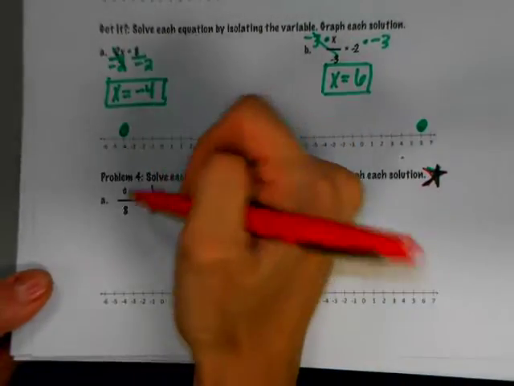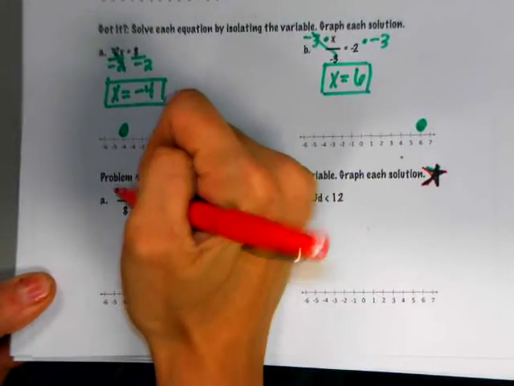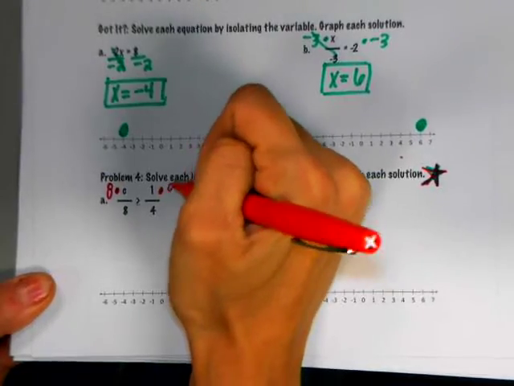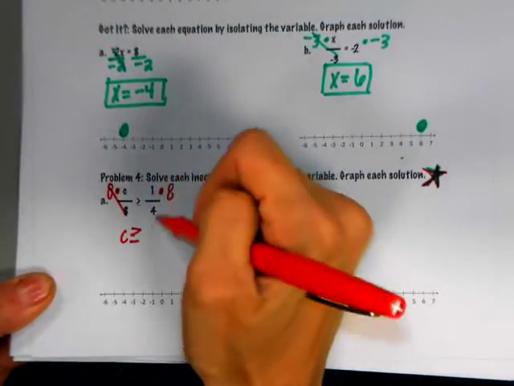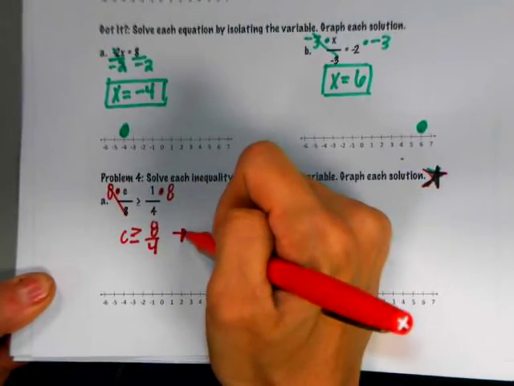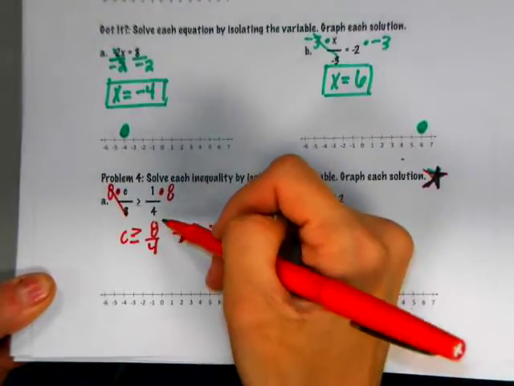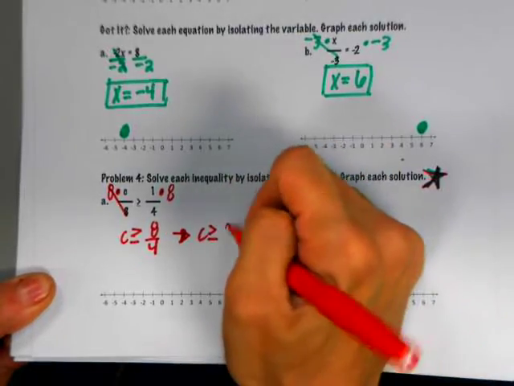All right. So right here, we have divided by 8. What divided by 8 is going to be 1? 8, yeah. So 8 divided by 8 is 1, so we'll multiply that. C is greater than or equal to 8 over 4, or how could I rewrite that? C is greater than or equal to what? Yeah, 8 divided by 4 is just 2.